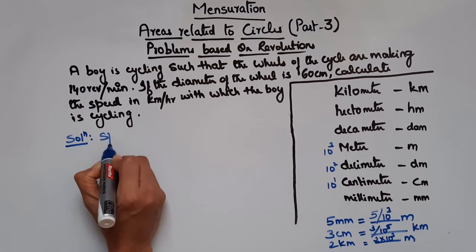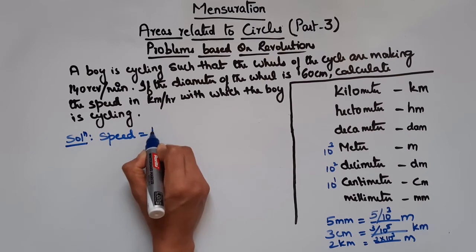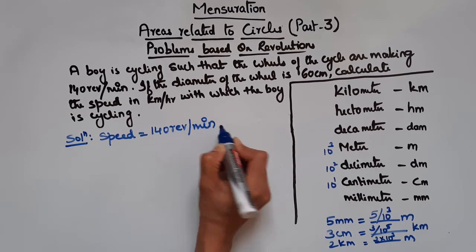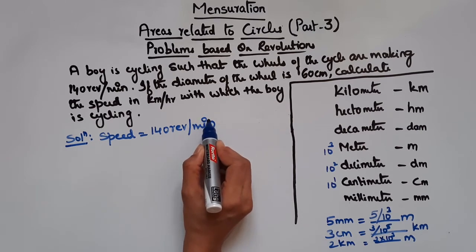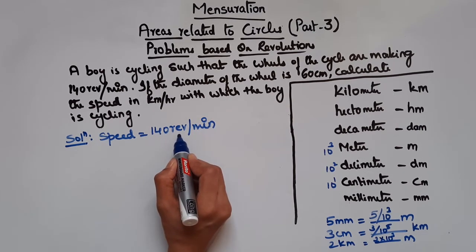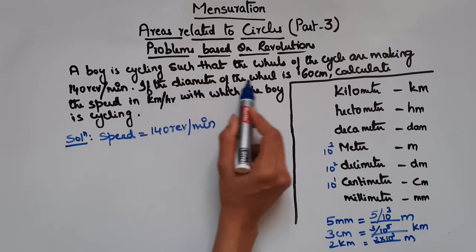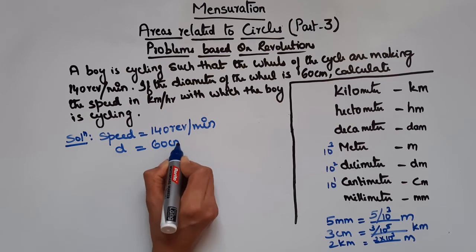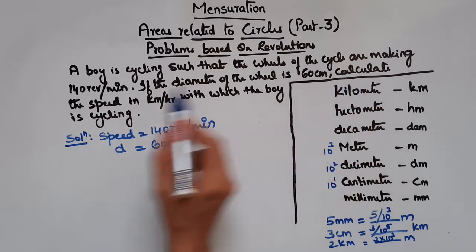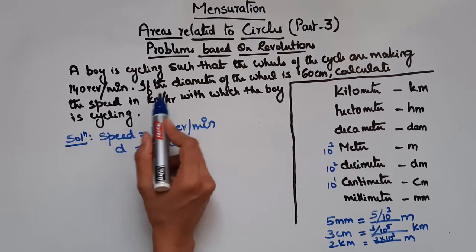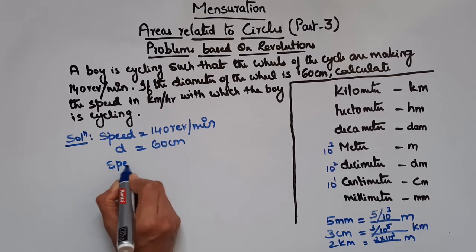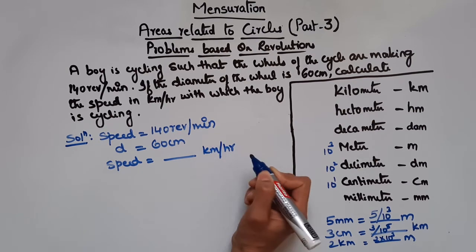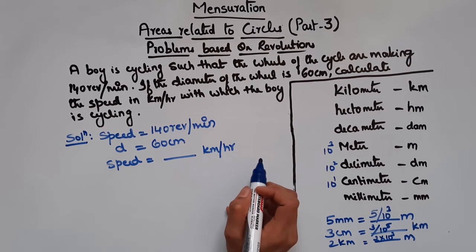So here distance is given in terms of revolutions. Speed is given. Speed is nothing but 140 revolutions per minute, which means for every 1 minute, wheel makes 140 revolutions. What else is given? Diameter of the wheel is 60 centimeter. Here we have to calculate the speed in terms of kilometer per hour. So here also we will go by unitary method.